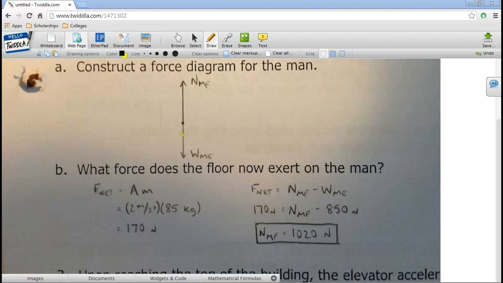The sum of the vector forces. So we know that normal force is going up, weight force is going down, so we subtract the weight force from the normal force. Set 170 equal to the normal minus the weight, and then you solve for the normal and you get 1020.